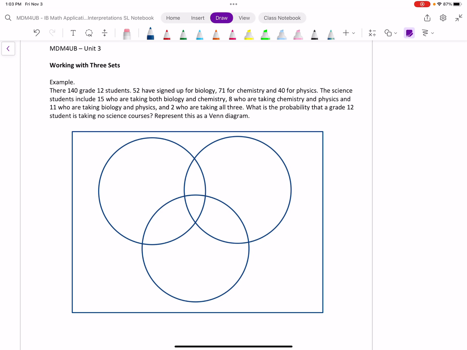If we read through it, it says there are 140 grade 12 students. 52 signed up for bio, 71 for chem, and 40 for physics. The science students include 15 who are taking both bio and chem, 8 who are taking chem and physics, and 11 taking bio and physics. Those are all the intersections. And 2 people are taking all 3. What's the probability that a grade 12 student is taking no science courses? So represent this using a Venn diagram.